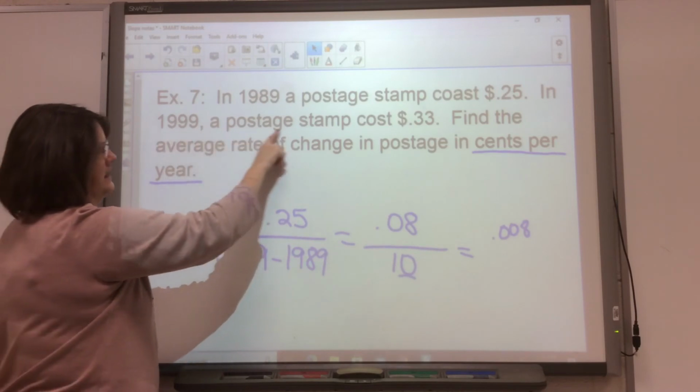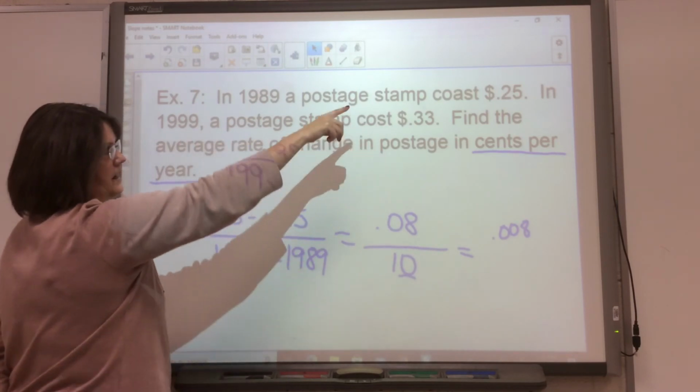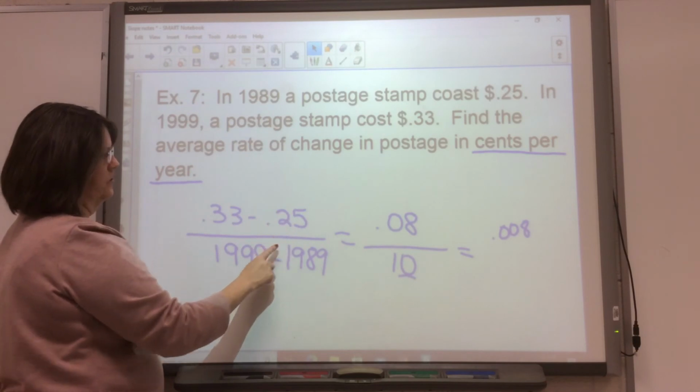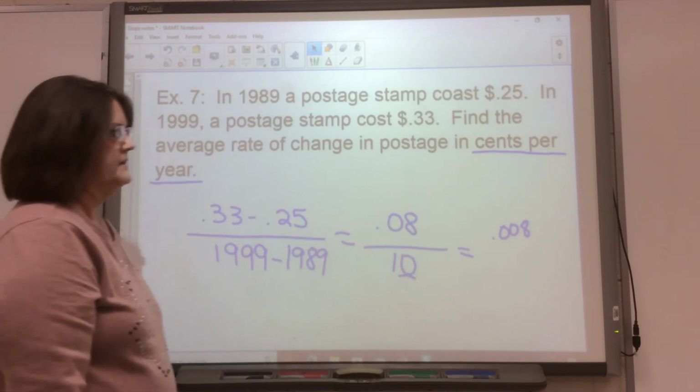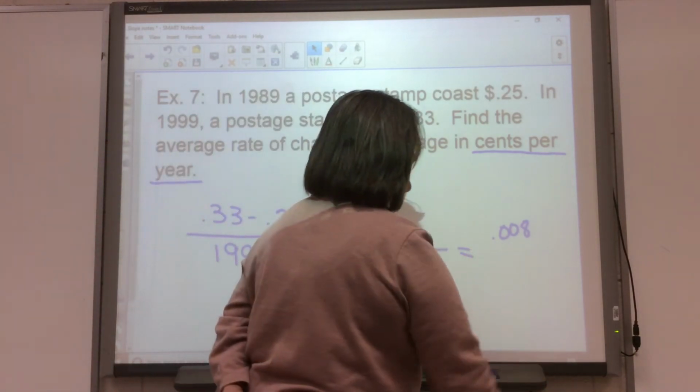And then in 1999 it was 33 cents. In 1989 it was a quarter. So that gives us 8 cents over 10, which is 0.008 cents per year.